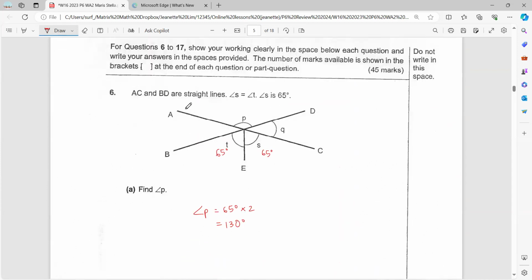Or you can look at it this way also. AC is a straight line, so 180 here. We have found P, so 180 minus P, you get Q.